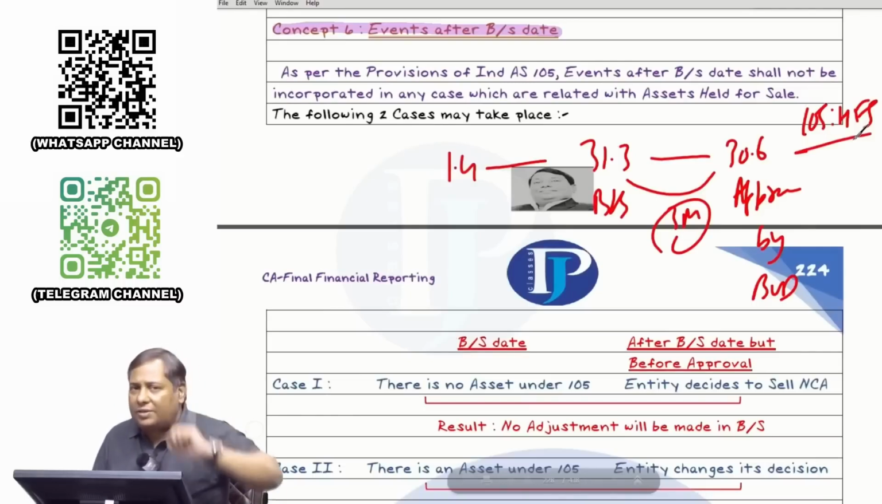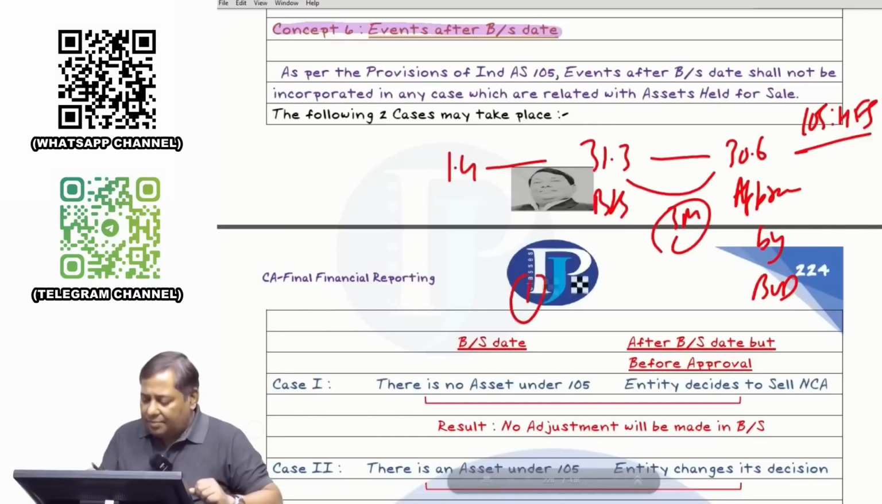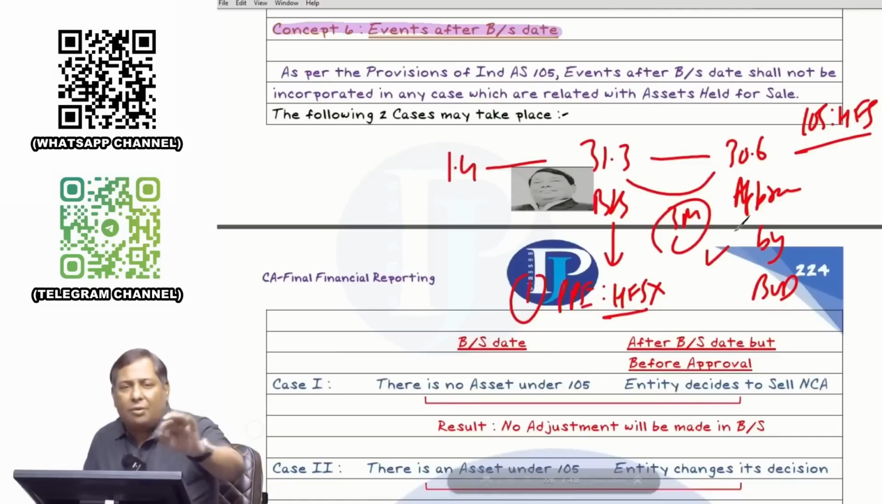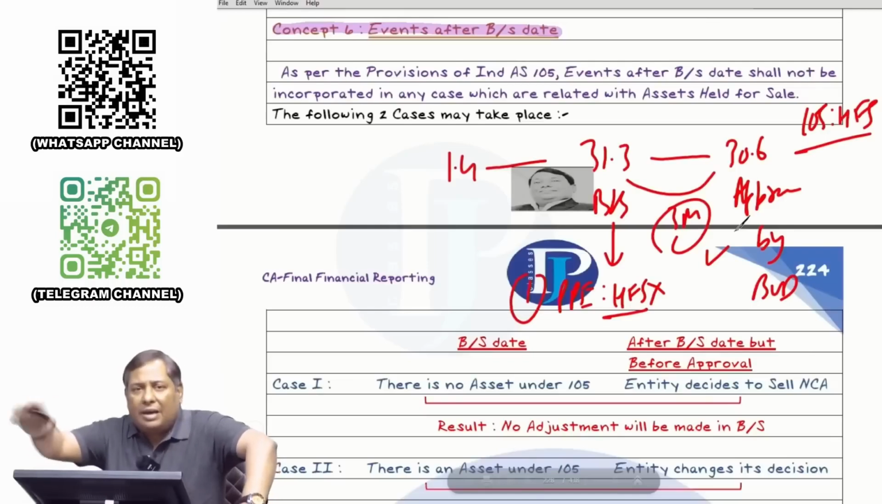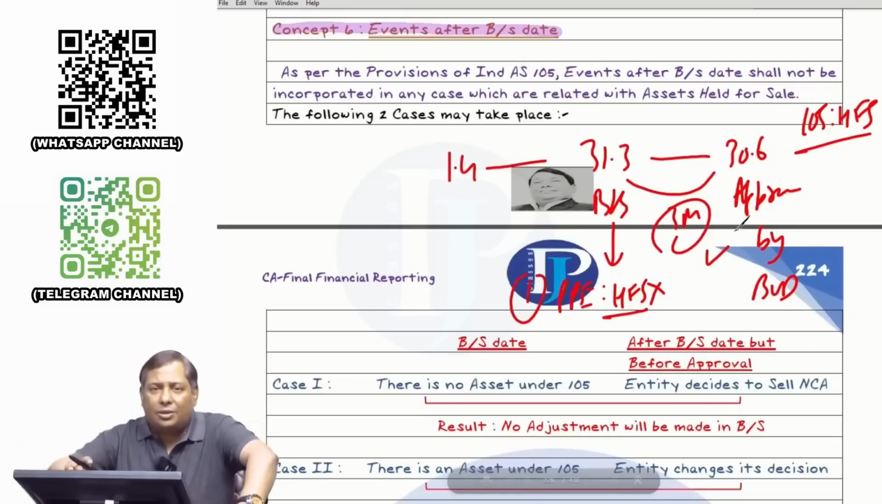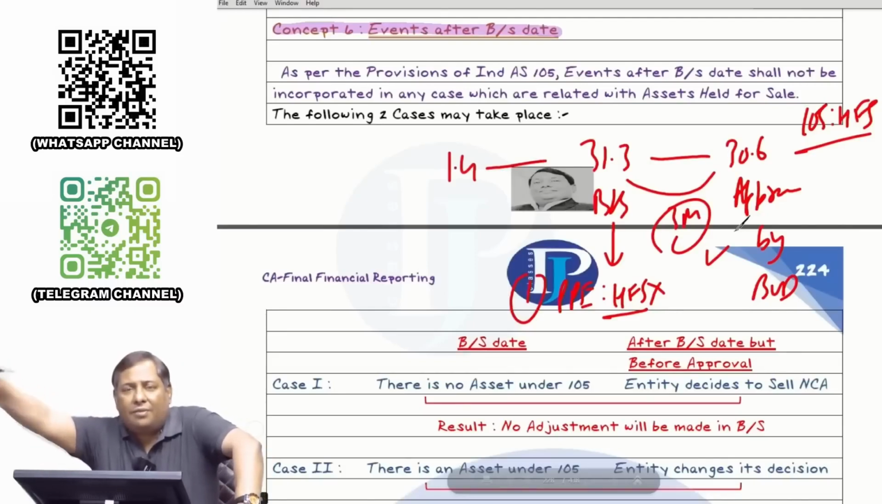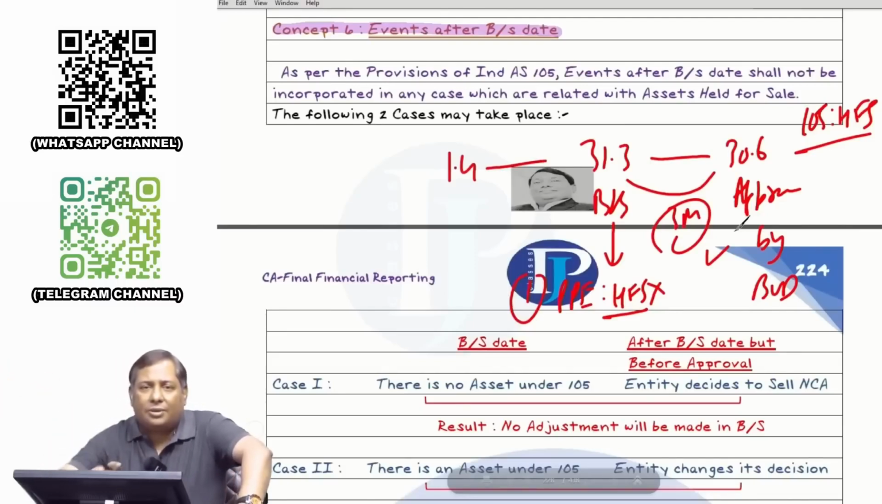So students, here two events are given. First case, you have a PPE. This was not held for sale in the balance sheet. Is that okay? But before the approval, it was already held for sale. You did not have any intention of selling it on balance sheet date, but before the approval, your intention was to sell it. They said it's a non-adjusting event. Apply 105 next year. Adjustment is not possible on 31 March.